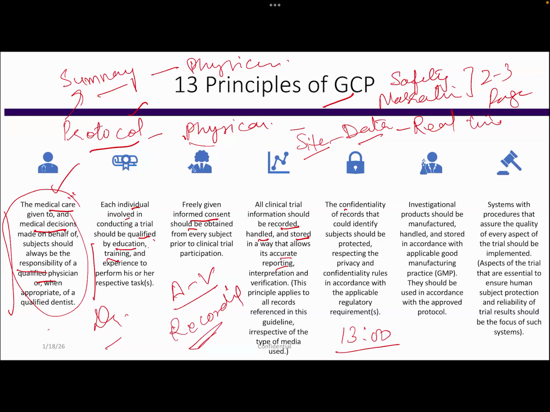Confidentiality of the records should be protected. One simple way to protect confidentiality is that, like my name is Sarab, they will give some code, like a patient ID, for example 5723. So in all my documents, my name will come with this number only. Nowhere is it written.